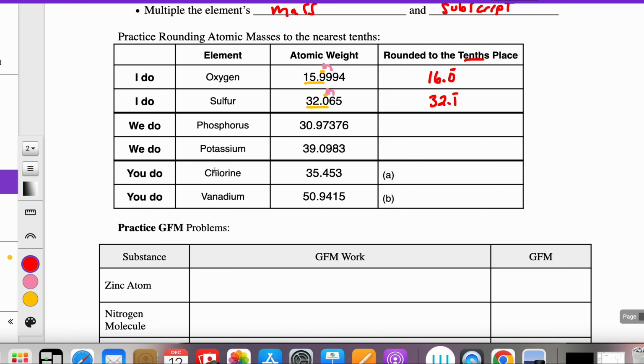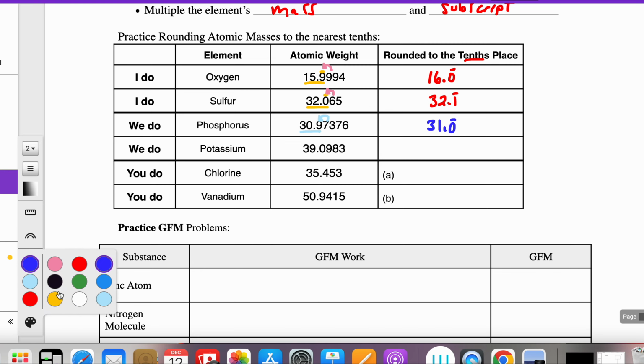Okay, let's take a look at a couple of the you-dos. So we take a look at phosphorus's mass as shown on the periodic table, 30.97376. We keep the digits left to right all the way down to the tenths place, so that is a 9. We take a look at the digit in the hundredths. Does it make the 9 round up? Yes, it does, because it is greater than 5. So we would record phosphorus's mass as 31.0.